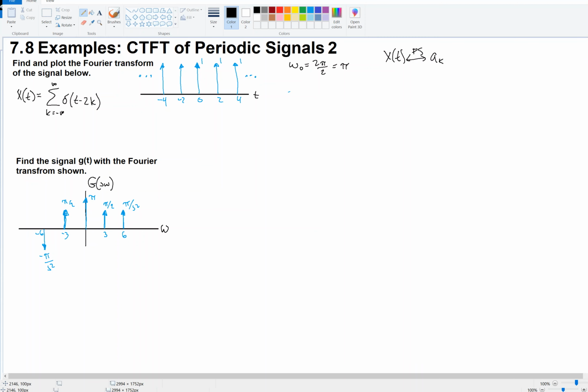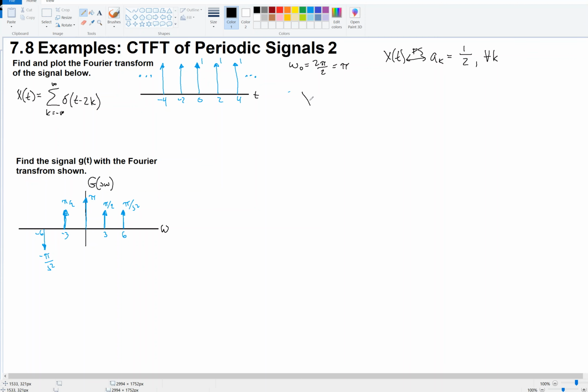Well, we did this in a previous video, and we did it with a period of T. Here the period is 2, and so we find that the Fourier series coefficients are just 1 over T, or 1 over 2, for all k. You might have to go back to another video on Fourier series to understand why that is, but we need to use the sifting property, and I don't want to go into that in this video. So those are the Fourier series coefficients.